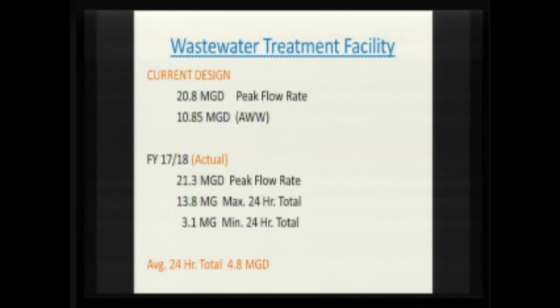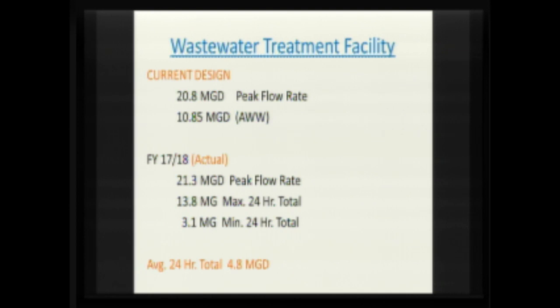You note the difference between 3.1 and 21.3. That is the result of having a combined sewer system and having a system that has a lot of leaks and such. If we didn't have the leaks that we have, we could be down around 3.1 million gallons or thereabouts on a regular basis.